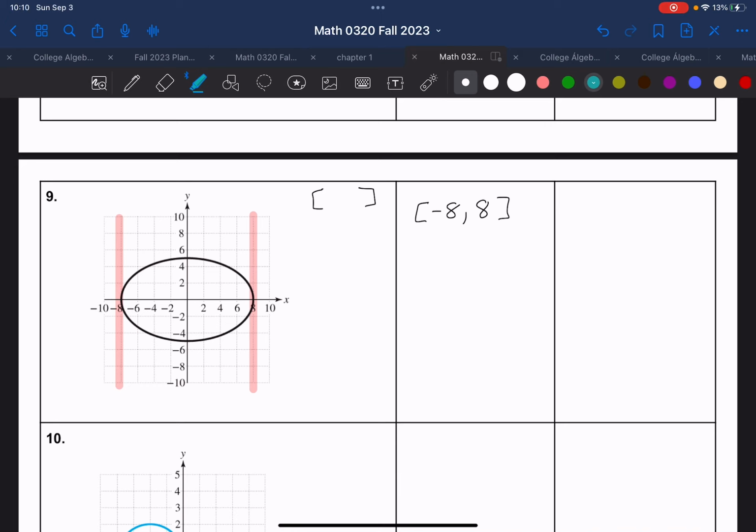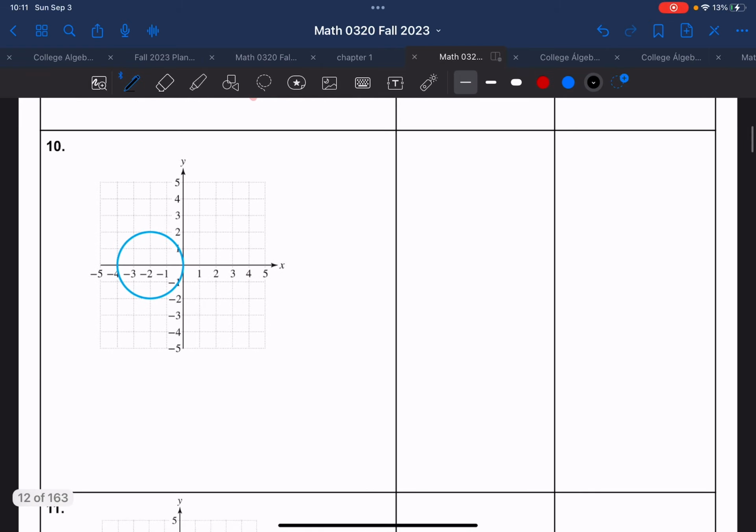Same with the range. Now we're looking at the y, so how low does this ellipse go? In this case, -5. And how high does this ellipse go? In this case, +5. So we would write -5, comma, +5 in the brackets. Okay. Notice when we're writing our domain and ranges, we go negative to positive. So it's always the negative number first, then the positive. Or in other cases, it could be the lowest number, then the highest number.